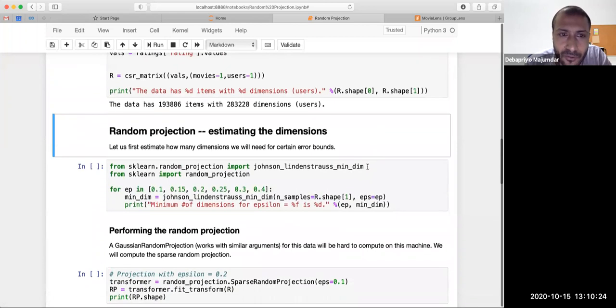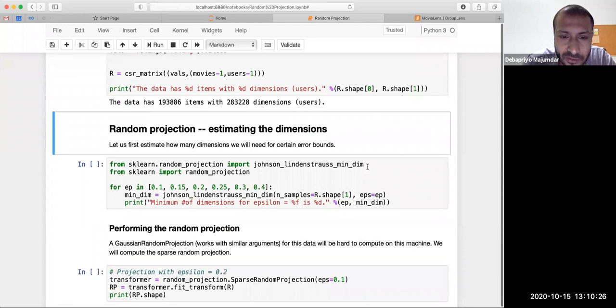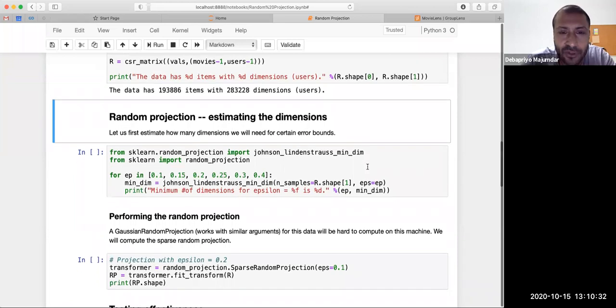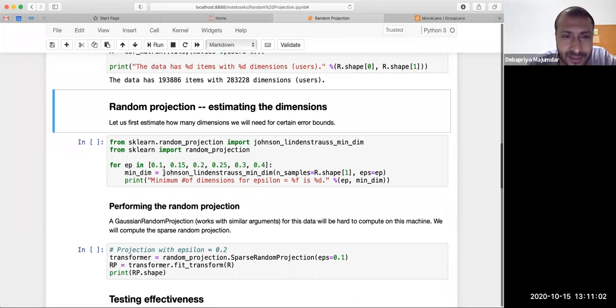Okay, so I think we are almost out of time, but maybe 5 more minutes, and then I'll share the notebook with you. It's very easy. The first thing we do is we saw the graphs, right? We saw what is the best dimension we can get if we want our error to be this much. So that is what we are doing first. We are importing from scikit-learn the Johnson-Lindenstrauss minimum dimension, and importing random projection, for epsilon to be all these possible values, 0.1 to 0.4 with a gap of 0.05. What is the minimum dimension that the JL transformation can give me?